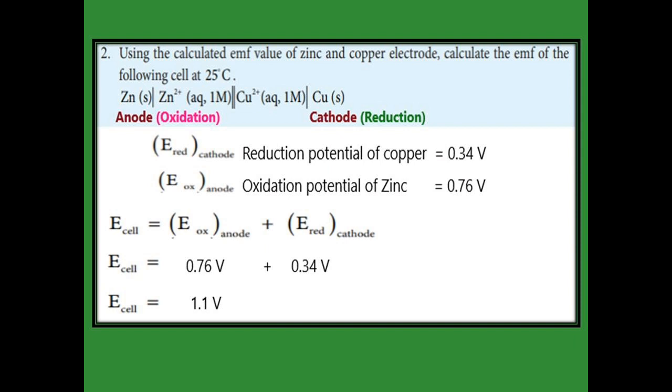We have to get it from the chart, it is not given here, so we have to memorize the reduction potential of copper. And then in the anode oxidation takes place, so the E oxidation at the anode, that is the oxidation potential of zinc, is 0.76 volt. Then the E cell means the sum of the anode potential and the cathode potential. The anode potential here is 0.76 volt, and the reduction potential from copper is 0.34 volt, and added together we get the E cell of the reaction as 1.1 volt.